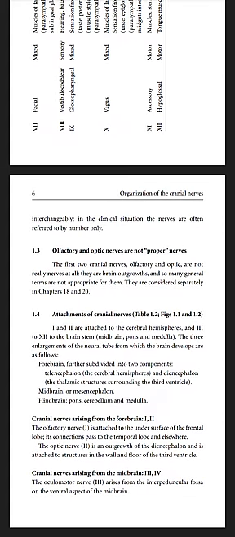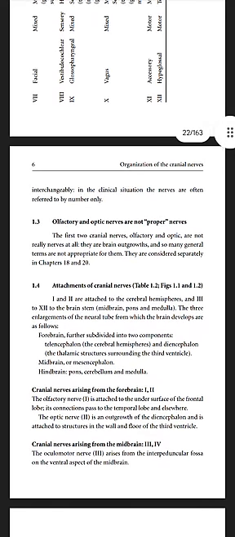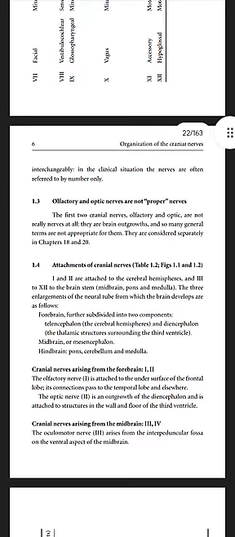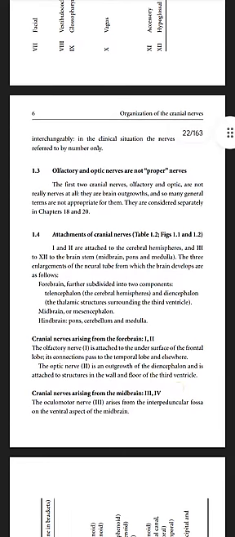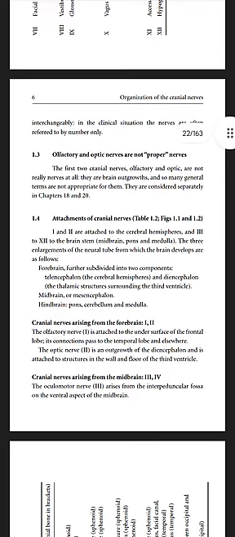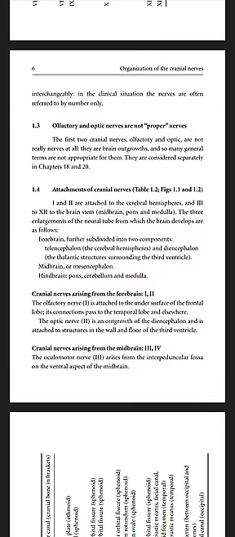Attachments of cranial nerves. 1 and 2 are attached to the cerebral hemispheres and 3 to 12 to the brainstem. The three enlargements of the neural tube from which the brain develops are as follows. Forebrain, further subdivided into two components, telencephalon and diencephalon; midbrain or mesencephalon; hindbrain: pons, cerebellum and medulla. Cranial nerves arise from the sections of the forebrain.